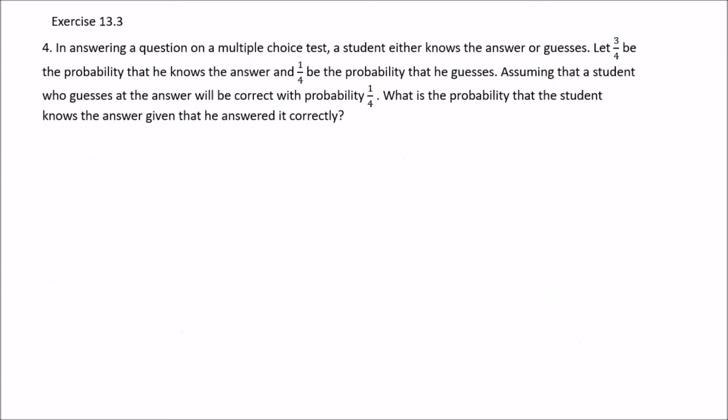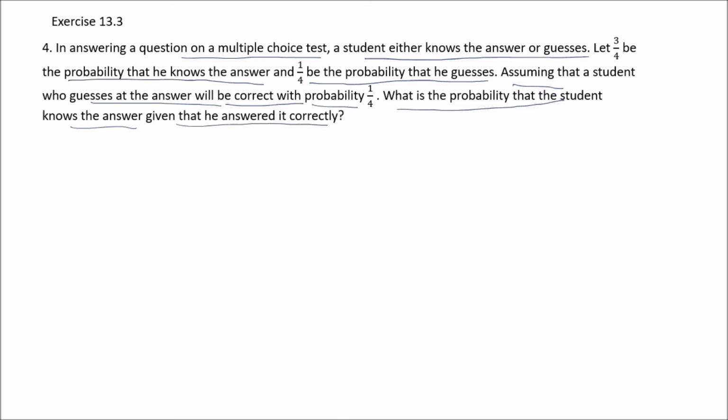Question number 4. In answering a question on a multiple choice test, a student either knows the answer or guesses the answer. Let 3 by 4 be the probability that he knows the answer, 1 by 4 the probability he guesses the answer. Assuming that a student who guesses the answer will be correct with probability 1 by 4, what is the probability that the student knows the answer given that he answers correctly?